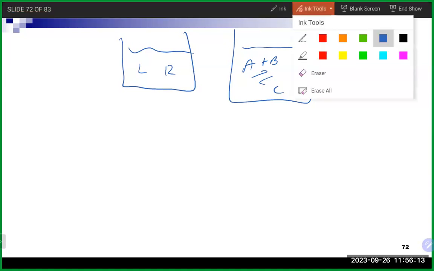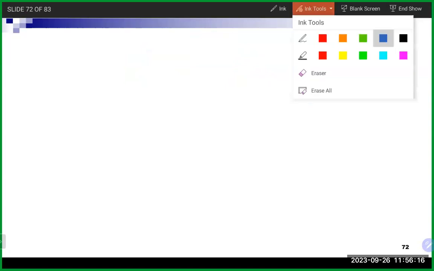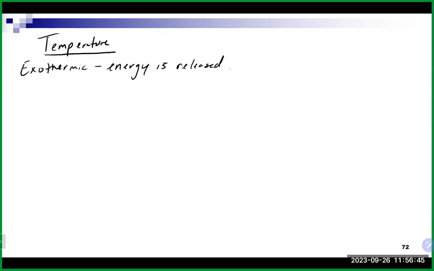All right, the next stress that can affect it is temperature. So temperature is the next one that can affect the equilibrium. And basically, when we talk about temperature, there are really two types of processes that come about with that. And that, again, is an exothermic process, where energy is released, and an endothermic process, where energy is absorbed.